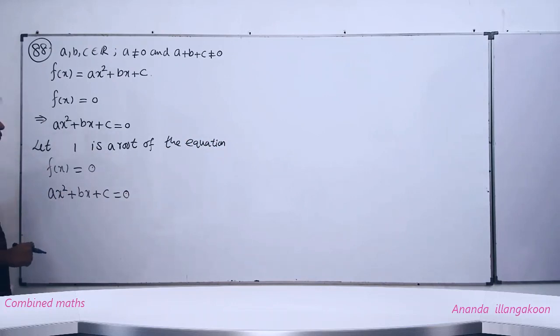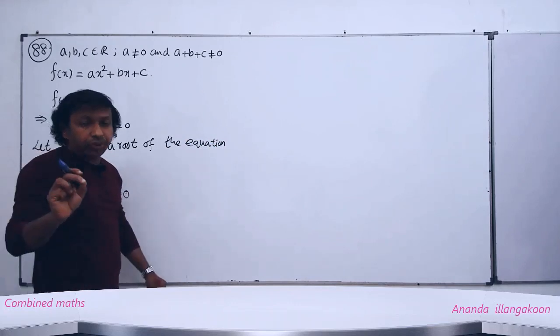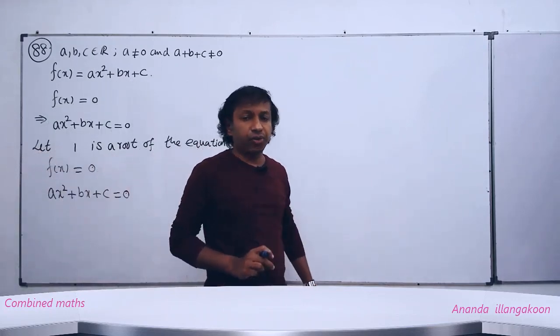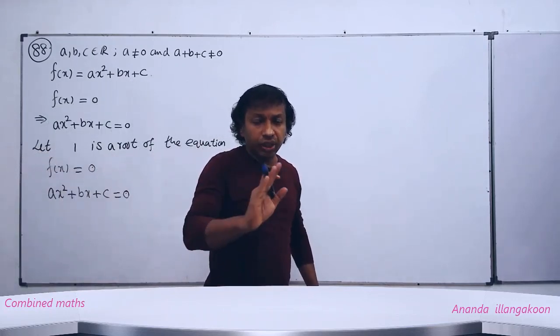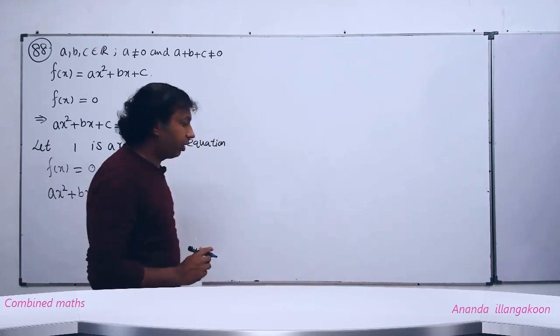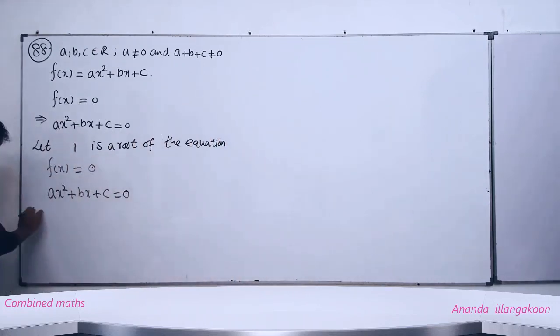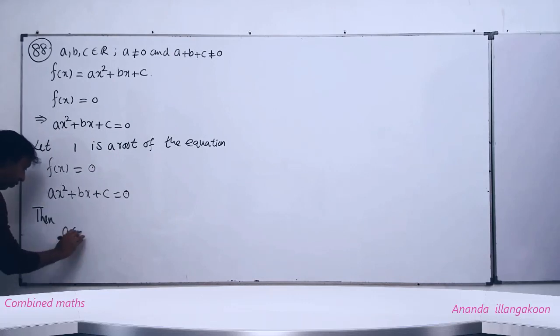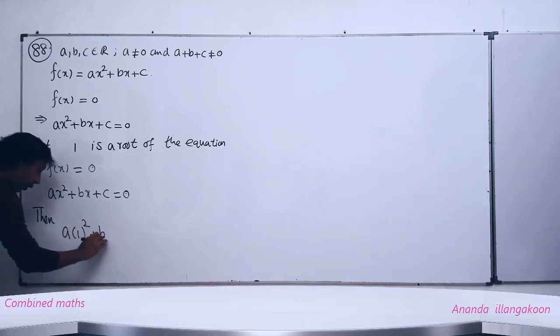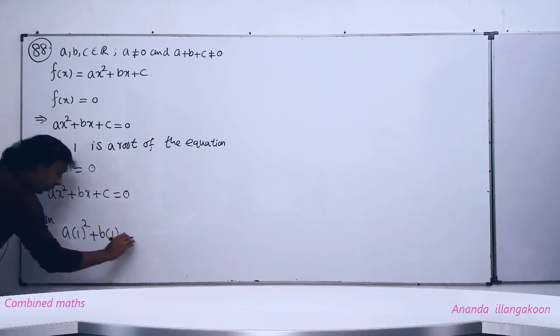One is a root of the equation f(x) = 0. That means, if 1 is a root, what can you say? 1 should satisfy this equation. Then we can write, put 1 for this x: a times 1 squared plus b times 1 plus c equals 0.